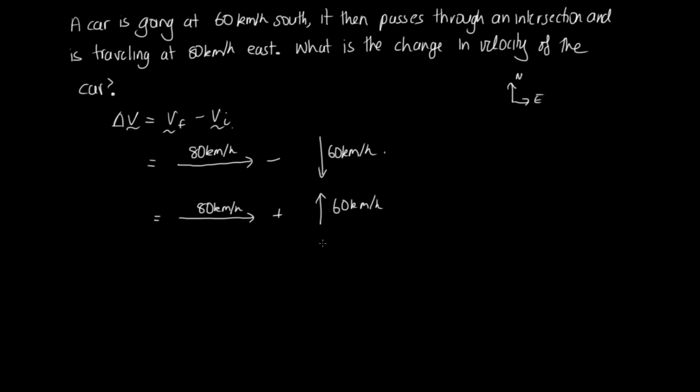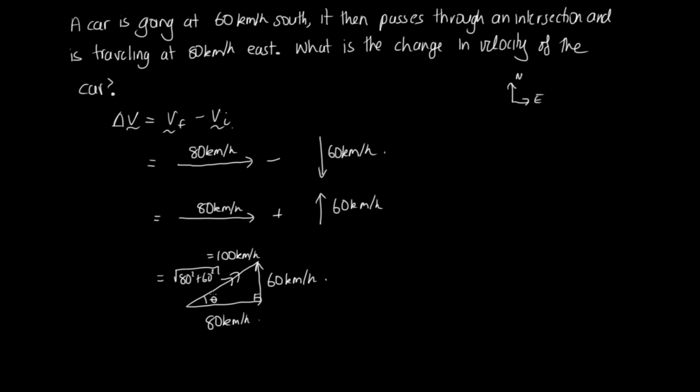So now we've got two vectors that we need to add together, so we can just do that with our diagram. We've got 80 kilometers per hour here, and then head to tail we've got 60 kilometers per hour here, and so our resultant vector is going to be this vector here. So we're going to want to work out this angle and the magnitude of this vector. Because this is a right angle triangle, we can use Pythagoras to get the magnitude. So we've got 80 squared plus 60 squared, which we're taking the square root of. When we take the square root of this on the calculator, we get 100 kilometers per hour.